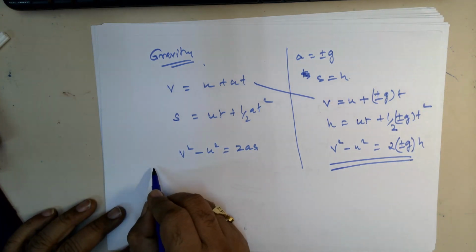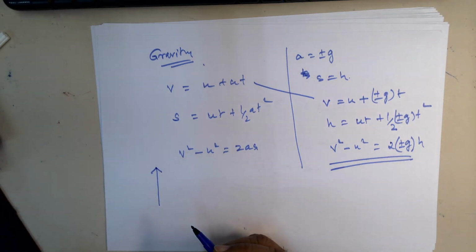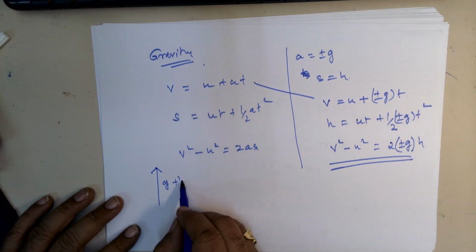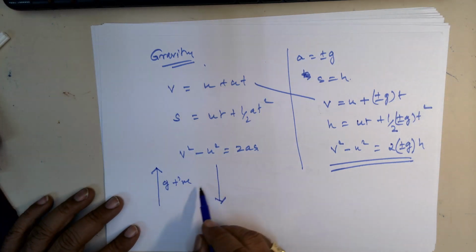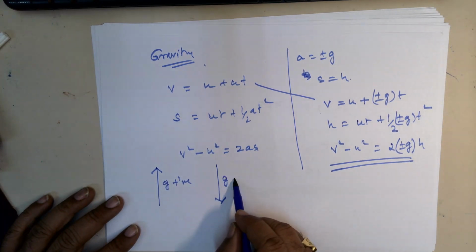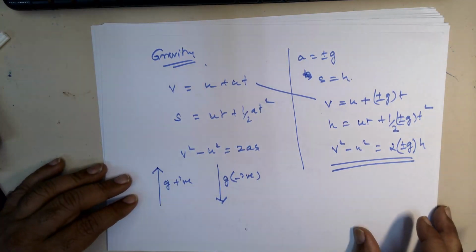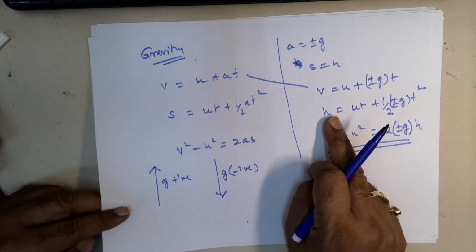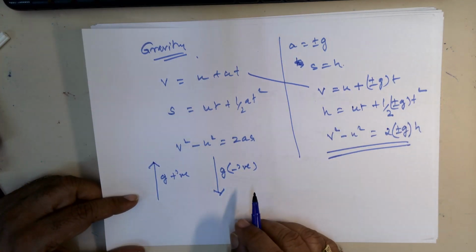And you have to note down one thing. For example, when the object is moving upward, take down, the acceleration due to gravity is taken as positive. When the object is moving downward, by convention, g is taken as negative. Okay, so remember. And suitably we can substitute. For example, when you are asked to find out the height traveled by a stone which is thrown upward, what you are supposed to do?